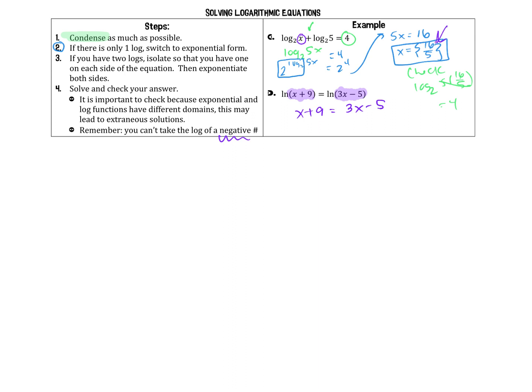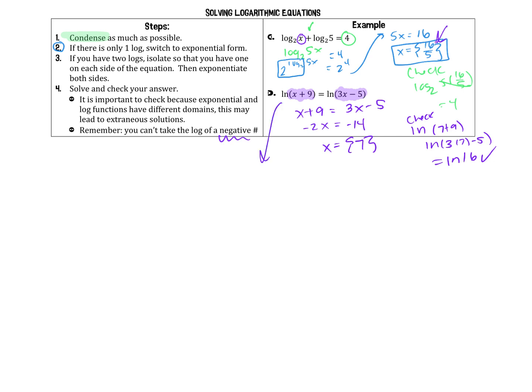So I'm going to subtract 3x on both sides, negative 2x, and subtract 9 on both sides is negative 14. So x is equal to positive 7. And I'm going to check and make sure that that works. Natural log of 7 plus 9 is going to be 16, natural log of 16. Natural log of 3 times 7 minus 5 is going to be also natural log of 16. So what we have is correct.